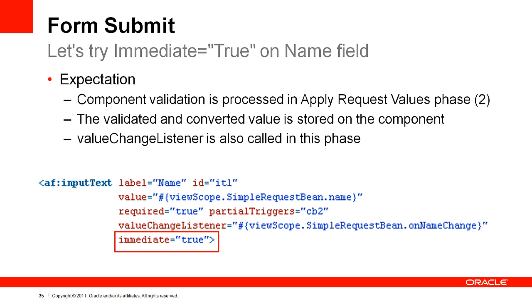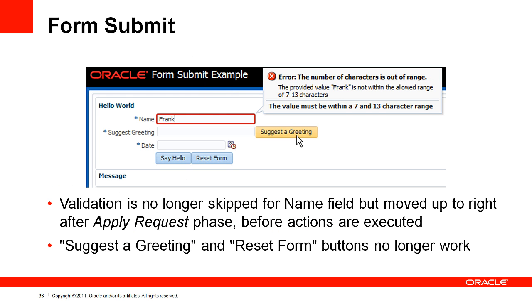Does it work? Not really. The reason that this doesn't work now is that though our thinking is correct and the field is processed first, now validation will happen on this field as well. And even worse, because now if we press the reset form button that we created in the previous section, then validation will fail as well. So the reset form no longer works with this solution. So obviously putting an immediate equals true on the name field doesn't help us to get our use case working.